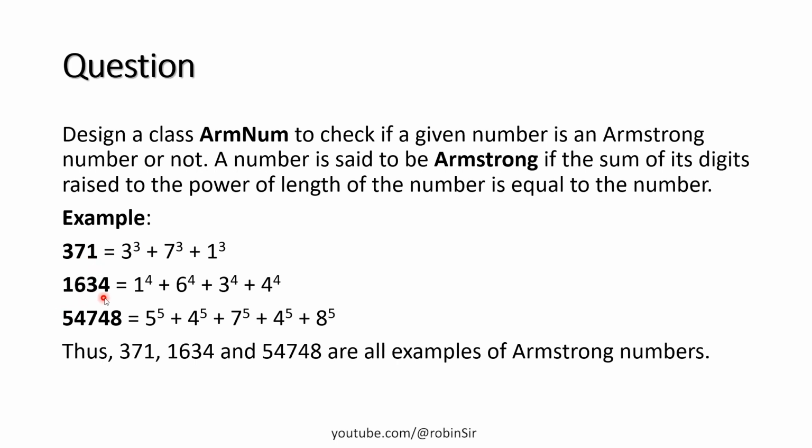Similarly, 1634: the length of this number is 4 because it has 4 digits, and we extract the individual digits, raise them to the power 4 and find the sum. It should be equal to the original number. Next is 54,748. The length is 5 because it has 5 digits, so 5 to the power 5 plus 4 to the power 5 and so on. All these digits raised to the power 5 are added and the result is equal to the original number. So these are the 3 examples of Armstrong numbers.